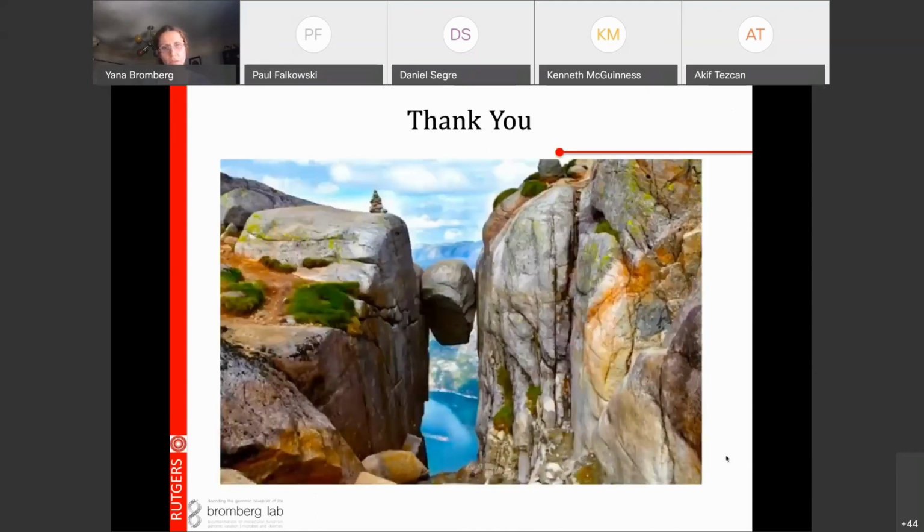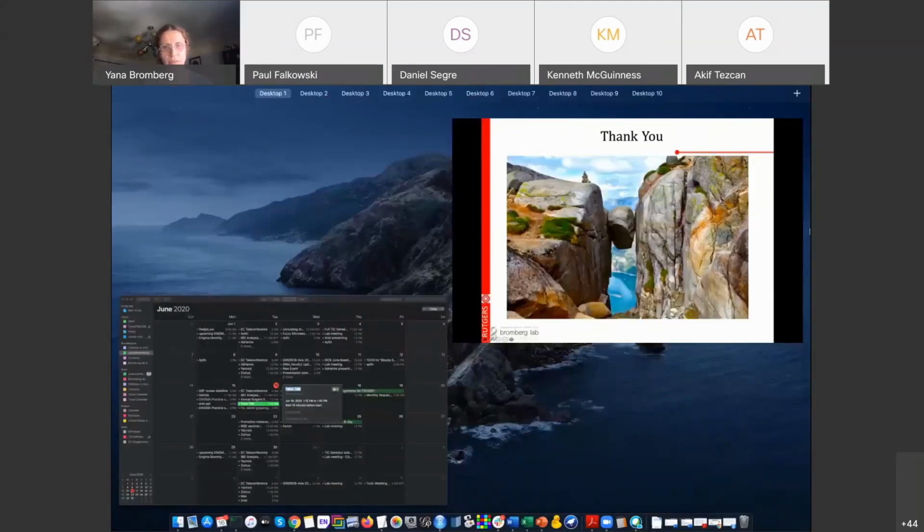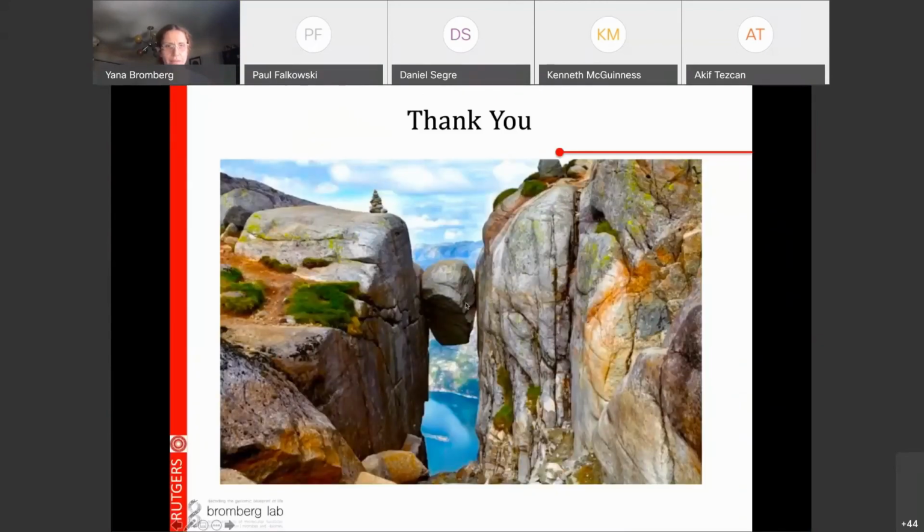That's the story. I showed this image last time and I still feel this way. I feel like there are these two really awesome things going on either side of me, and I'm just trying to bridge the two of them together. And thank you for listening.